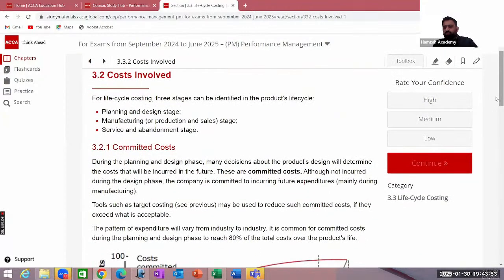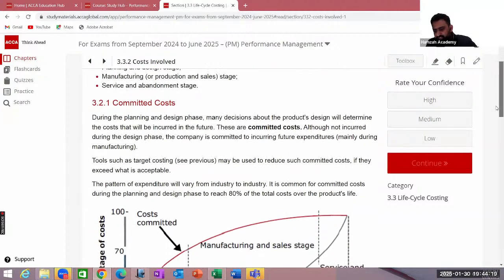Now, costs involved. For life cycle costing, 3 stages can be identified in a product line. The first is the planning and designing stage. The other one is the manufacturing, production or sales stage. And then the service and abandonment stage. These are the 3 main stages.